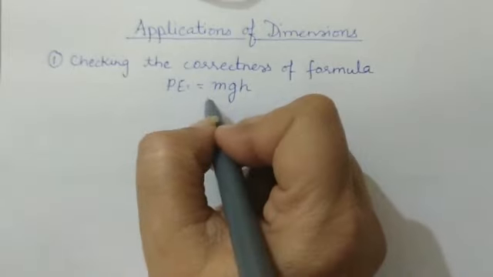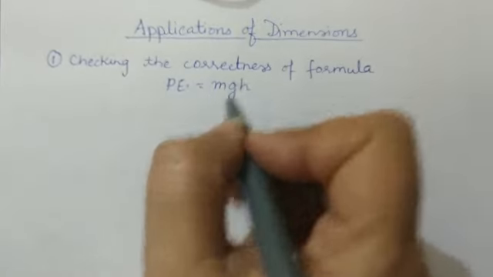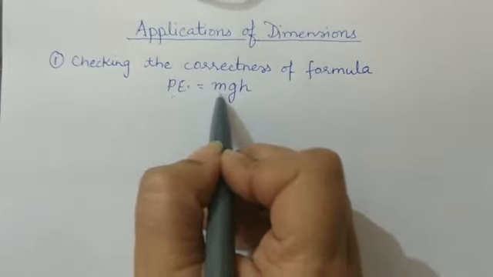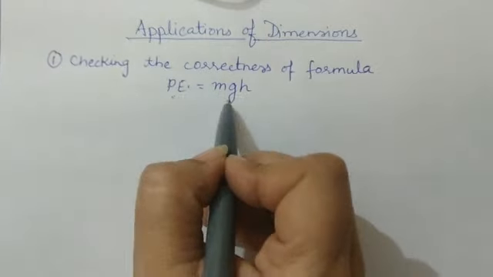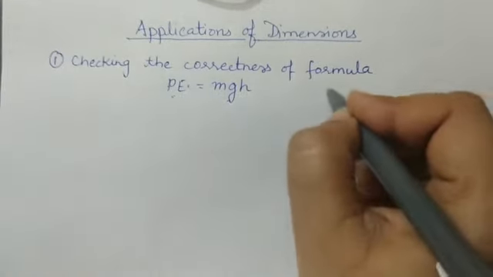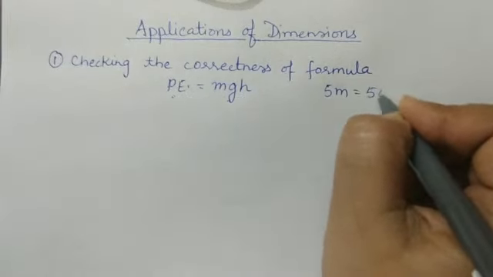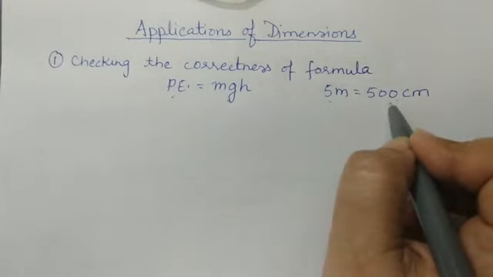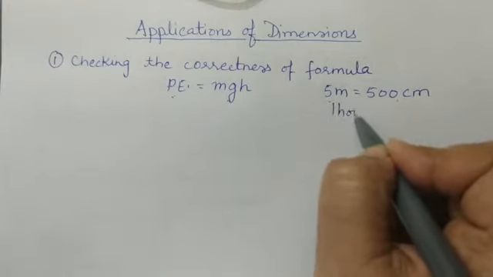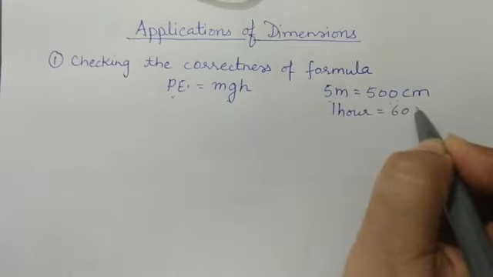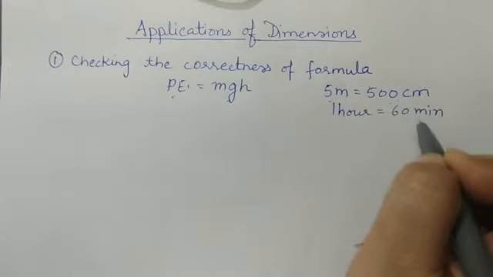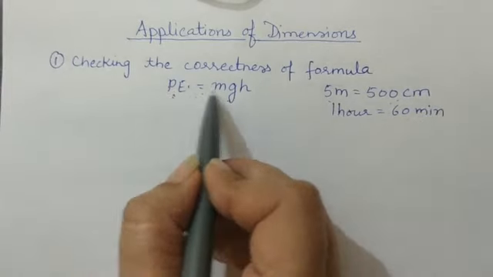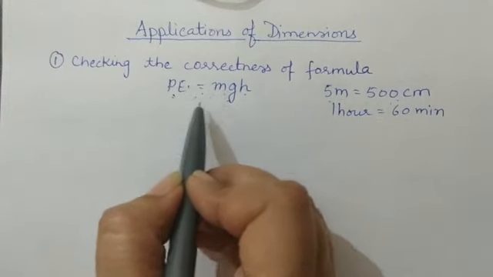Now, I don't know whether this formula is correct or not, but I know this, that if potential energy on the left hand side is compared with mgh on the right hand side, they both should have the same dimension. Because if I write 5 meter equals 500 centimeter, they both should be length. If I write 1 hour equals 60 minutes, they both should be time. Then only I am equating both of them. Same way, if potential energy is equal to mgh, then both sides should have the same dimension.